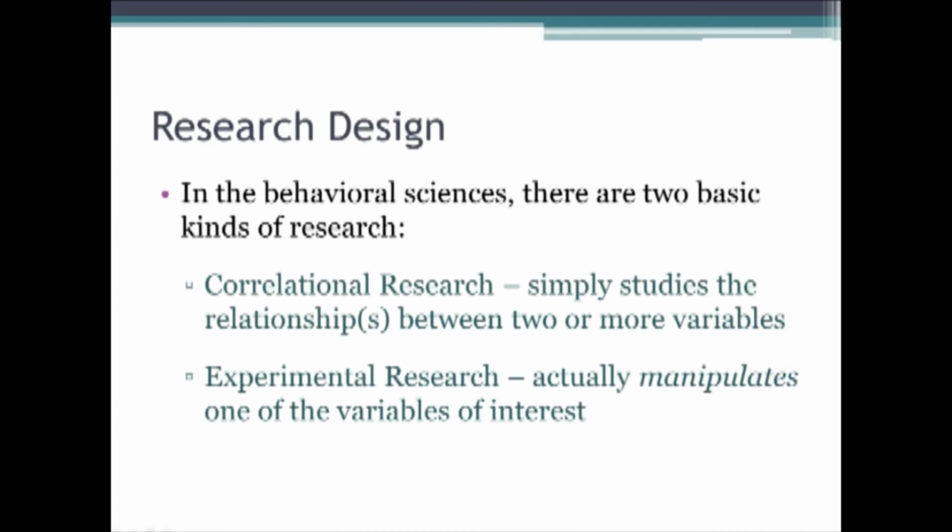So in the behavioral sciences, we can say there's basically two kinds of research. We have correlational research and we have experimental research. The main difference here is the level of control that the researcher has in the study. In a correlational study, we're simply studying the relationship between variables. We're measuring, we're observing, we're analyzing, we're drawing conclusions. That's all. In experimental research, we're manipulating one of the variables of interest. And this is a very important distinction.